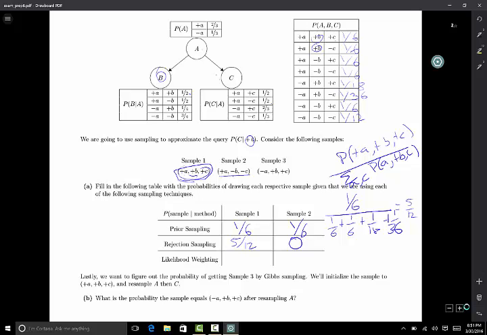Now for likelihood weighting, we decide ahead of time that B equals plus B, and then we only sample the other variables. So then the probability of drawing the sample is just the probability of drawing plus A, which is 2/3, times the probability of drawing plus C given plus A, which is a half, which equals 1/3. And in sample 2, since it's minus B again, we get a probability of 0.